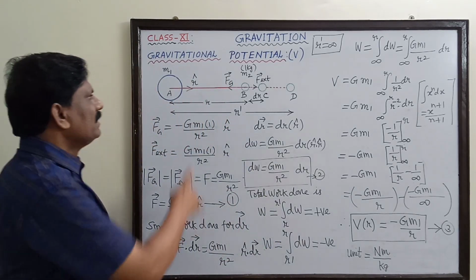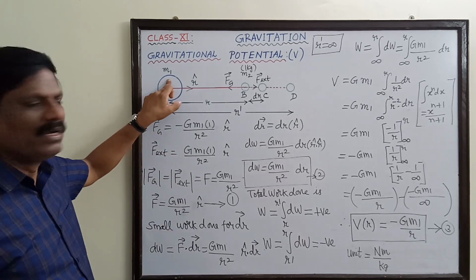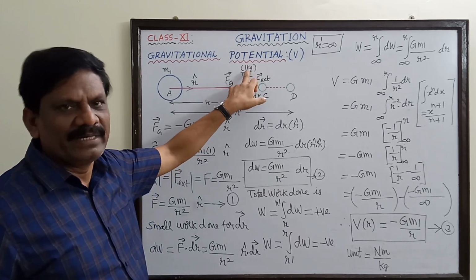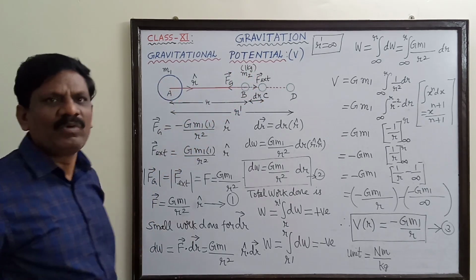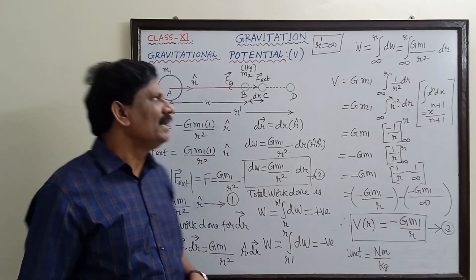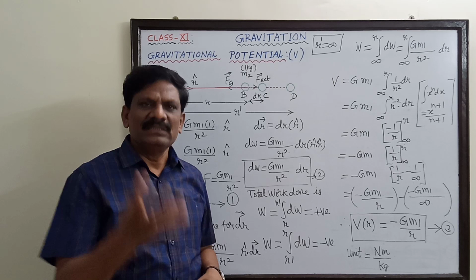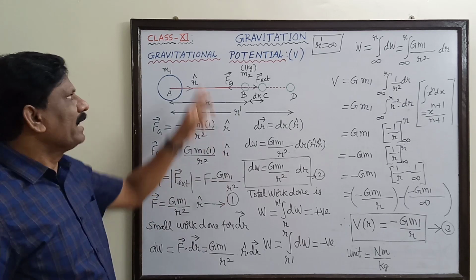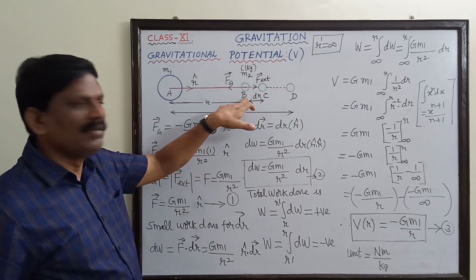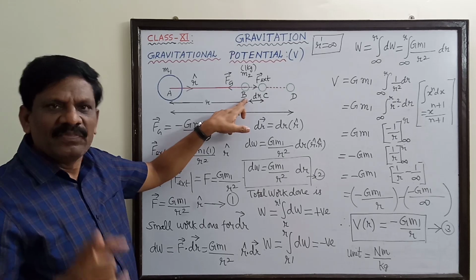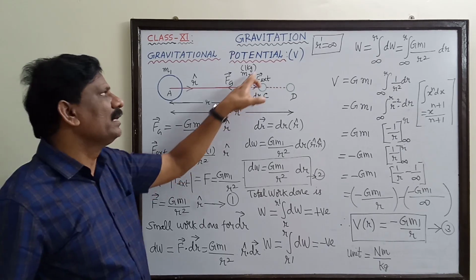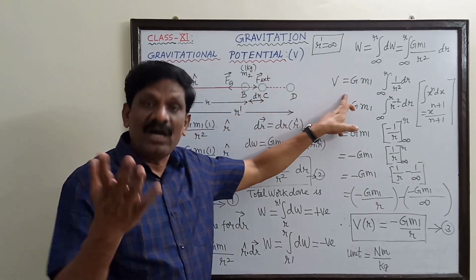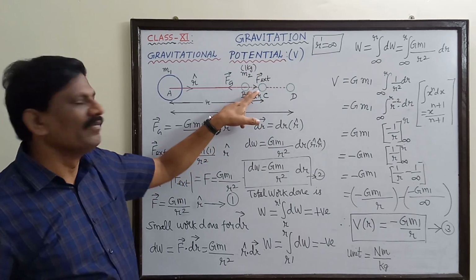Now in this case, the source mass is m1 and the test mass is 1 kilogram. So the source mass m1 can be taken as that of the mass of the earth, and 1 kilogram may be the mass of the body or the mass of the test mass. So the gravitational potential at the point B is defined as the work done in moving a unit mass of 1 kg from the given point up to infinity or from infinity up to the given point B.